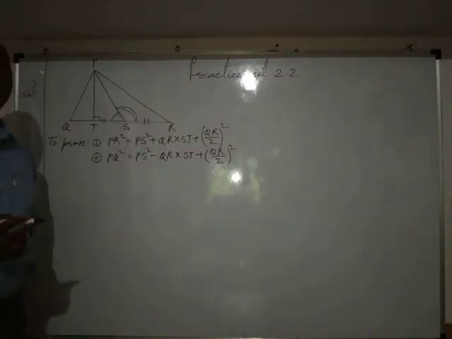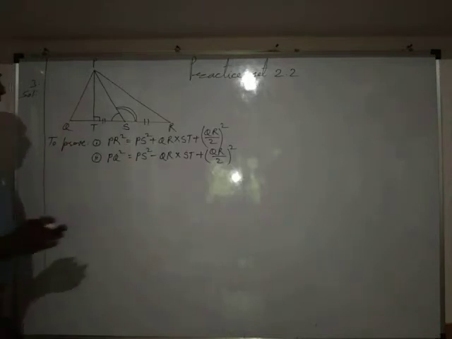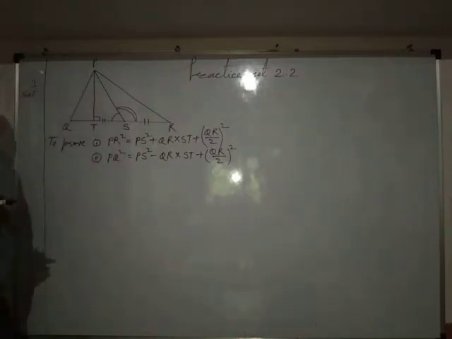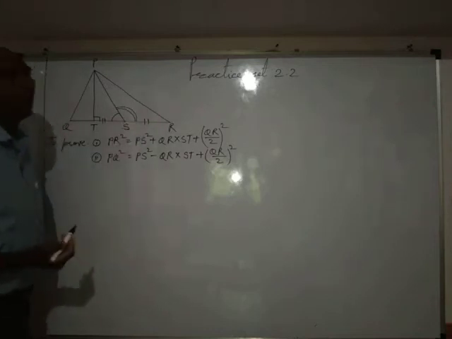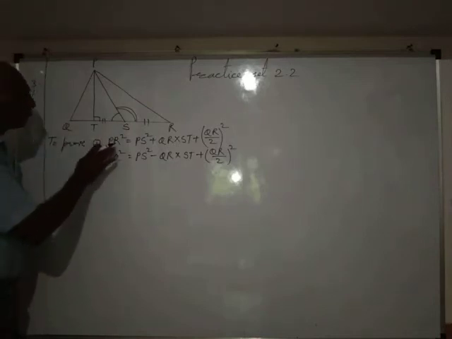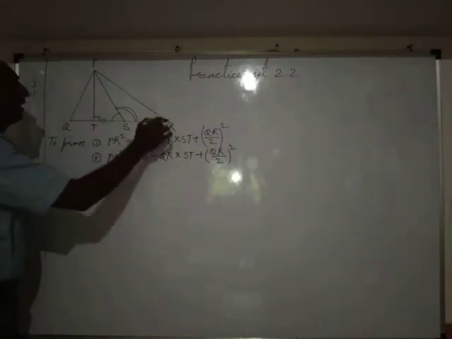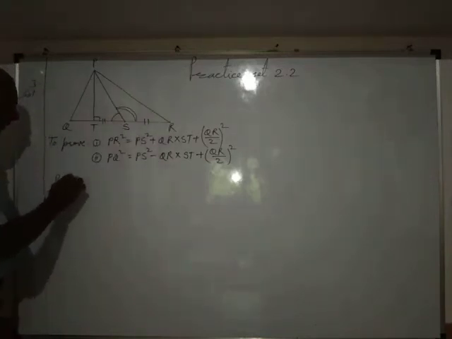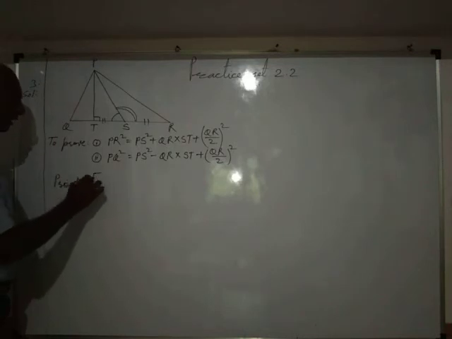We learned applications of Pythagoras theorem in the case of an acute angle triangle and in the case of an obtuse angle triangle. We used to give an equation for the side opposite to the acute angle in an acute angle triangle, and an equation for the side opposite to the obtuse angle in an obtuse angled triangle. Here we are interested in PR square. PR is the side opposite to the obtuse angle. That's why in the proof, let's start here from the figure.